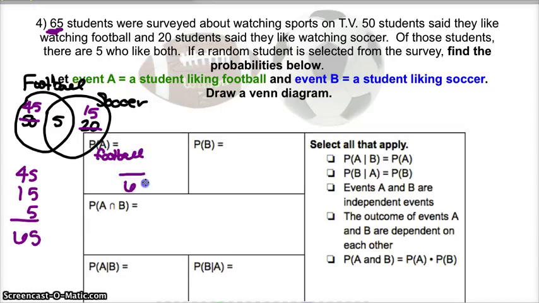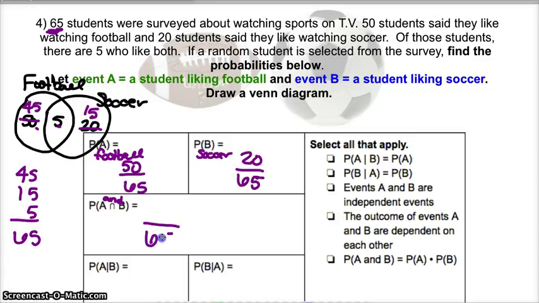So out of all 65 people, how many liked watching football? There were 50. Probability of event B is the probability of a student liking soccer. Out of all 65 people surveyed, how many of them liked soccer? There were 20 total, the 15 who liked just soccer and the 5 who liked both. Here we're trying to find the probability of A and B.